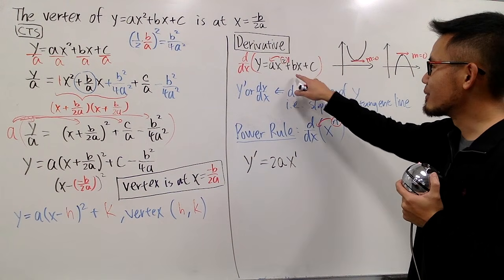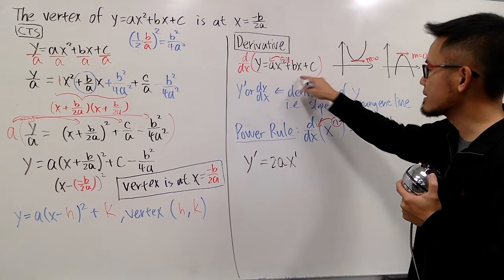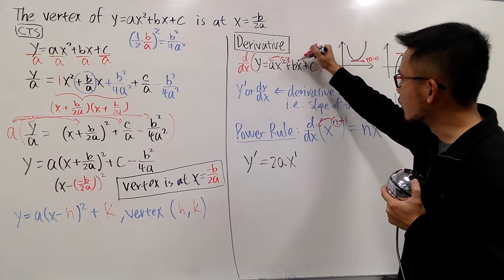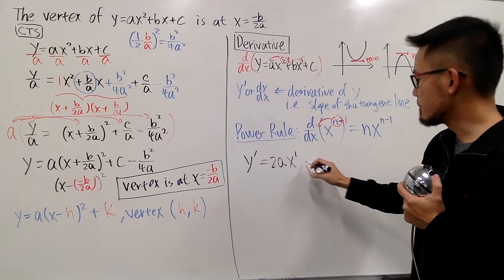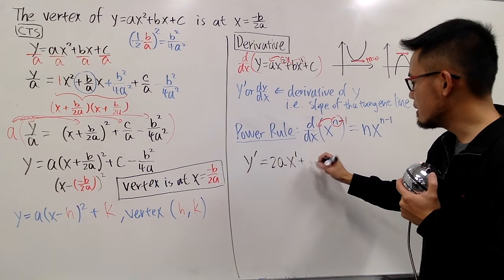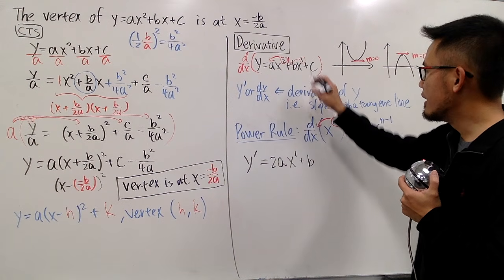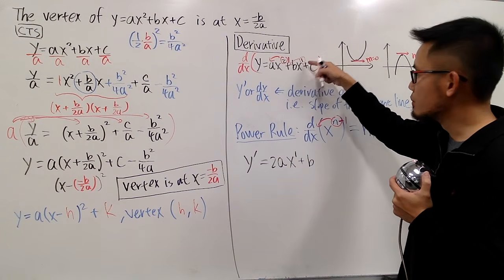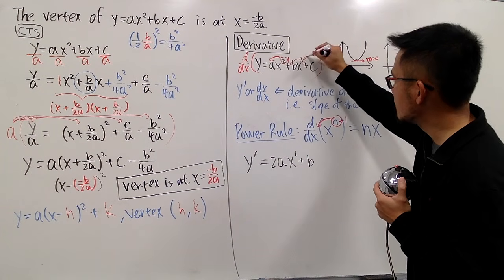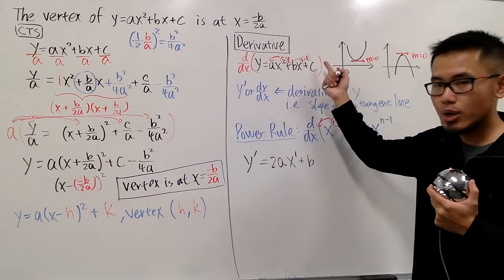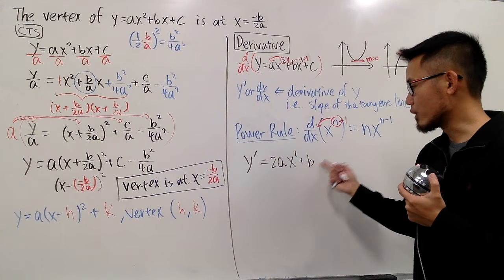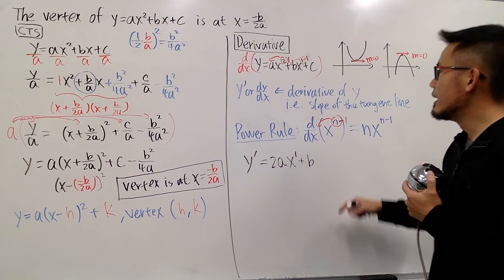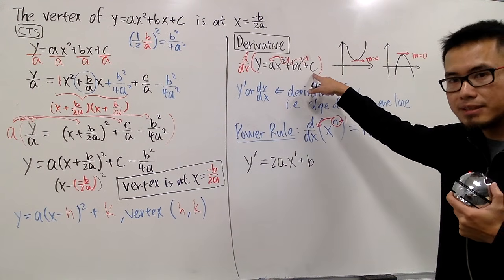And now for the next term, we have plus b times x. And x means x to the first power. So we can bring the 1 to the front. So it's just plus 1 times b, so you can just put down b. And don't forget to minus 1. So we have 1 minus 1, which becomes 0. So x to the 0th power, we know it's just 1. B times 1 doesn't matter. And in the end, we have plus c.